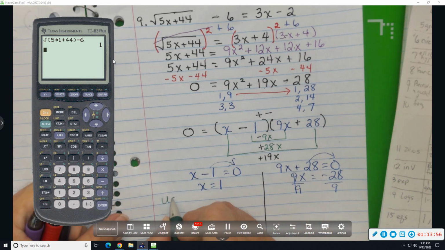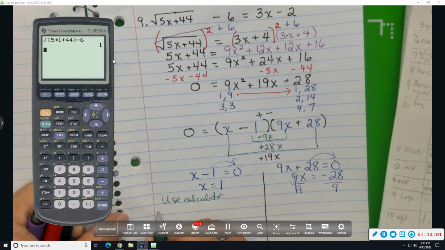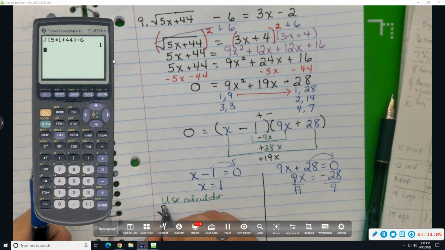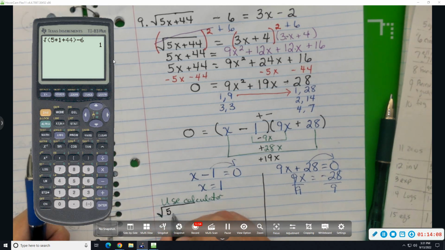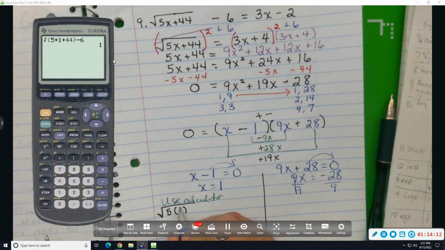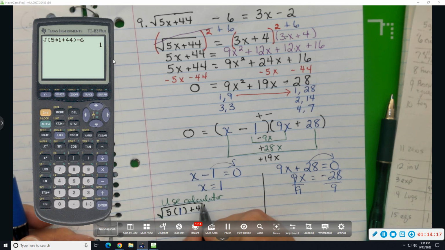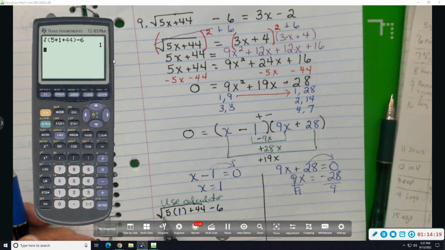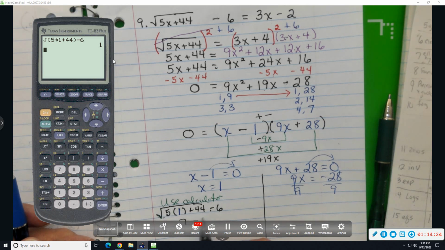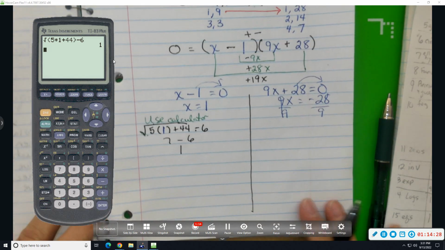I'm going to make a note. Use calculator. So it's 5 times a 1 plus 44 and then a minus 6. That's 49 under the square root. The square root of 49 is 7. So we're getting a 1 on the left-hand side.